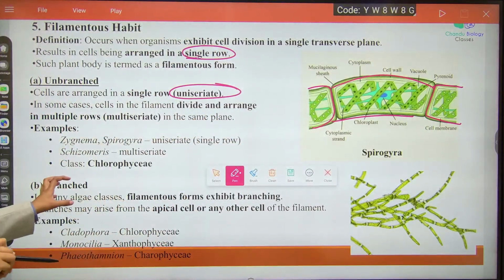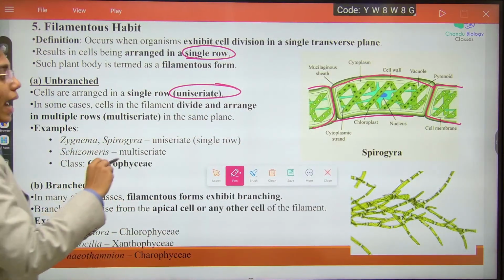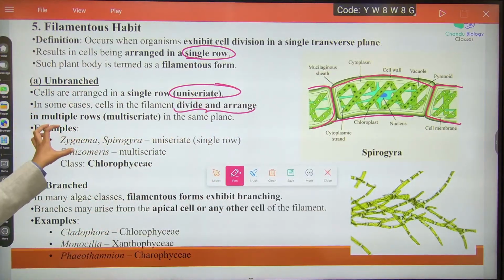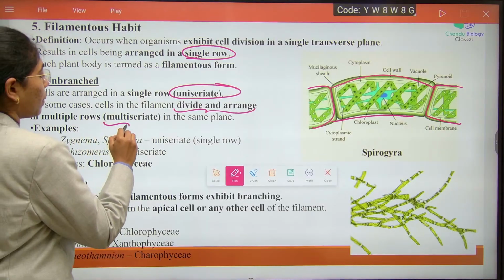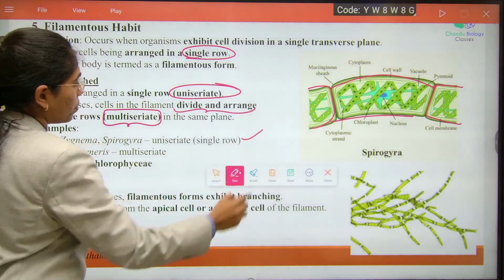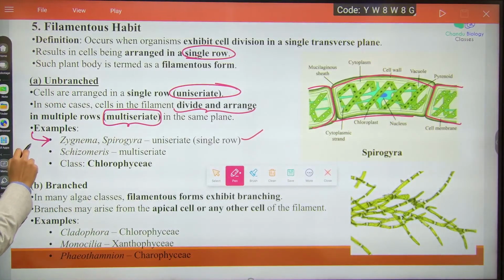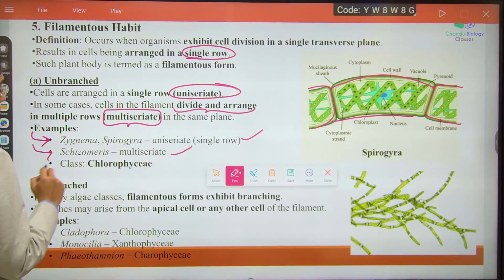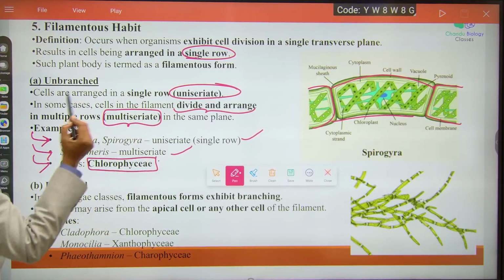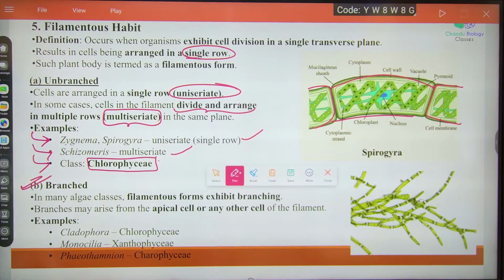In some cases, cells of the filament divide and arrange in multiple rows, which is addressed as multiseriate forms in the same plane. Examples: Ulothrix and Spirogyra have a single row, and Schizomeris is of multiseriate type. It belongs to the class Chlorophyceae. Next, the branched type of filamentous form.